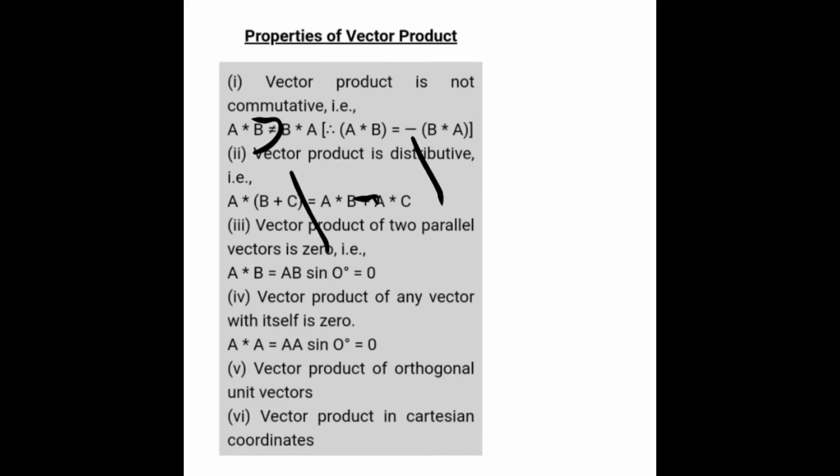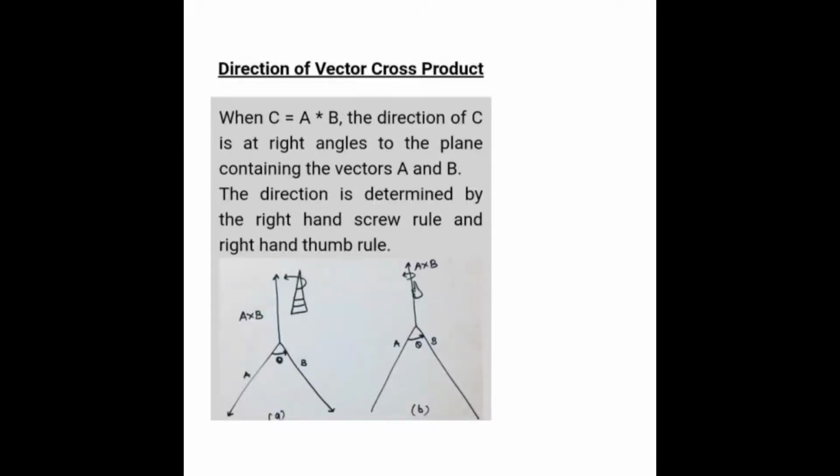Okay, so in my next video I will be giving the numericals based upon this scalar product and vector product. For the time being, you just remember that a dot b vector equals ab cos theta in case of dot product, a vector cross b vector equals ab sin theta in case of vector product. So this is the direction of vector cross product.